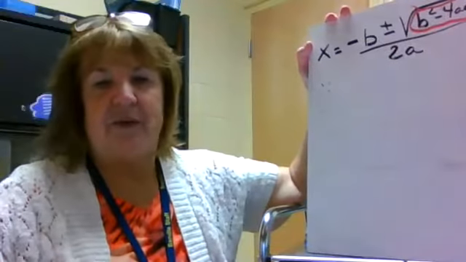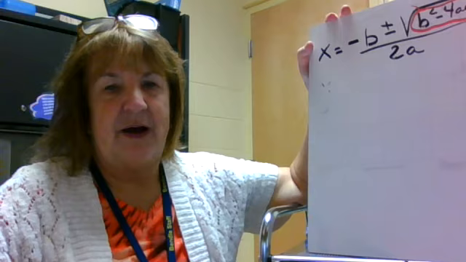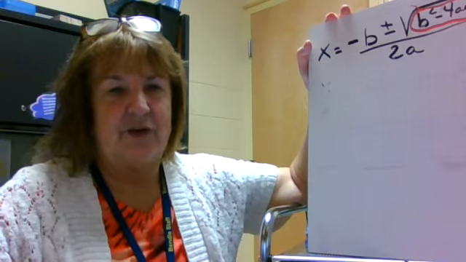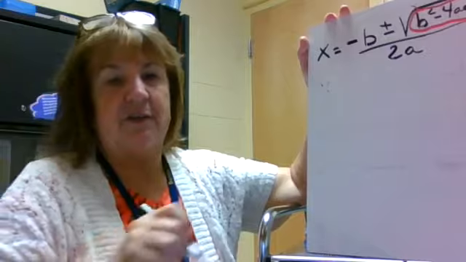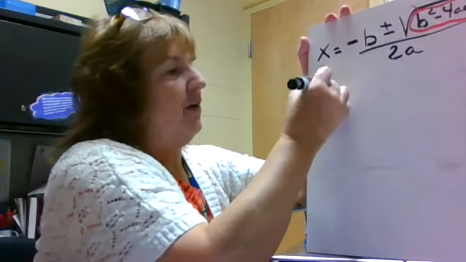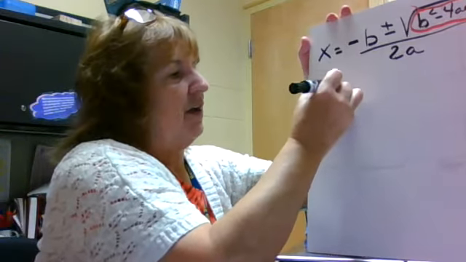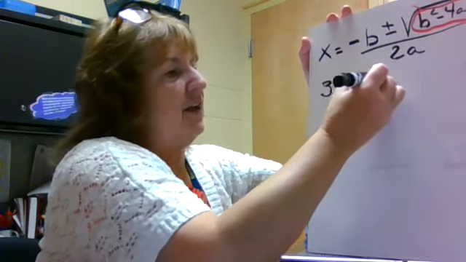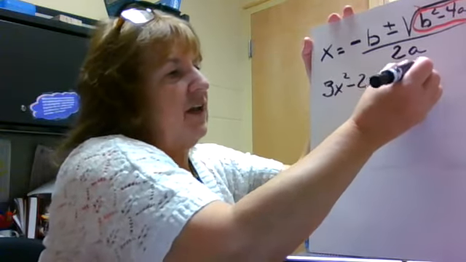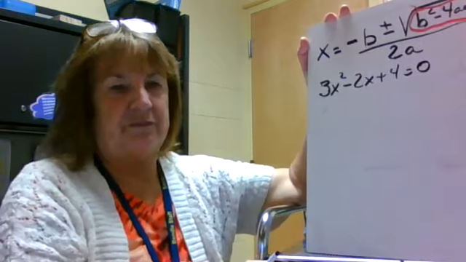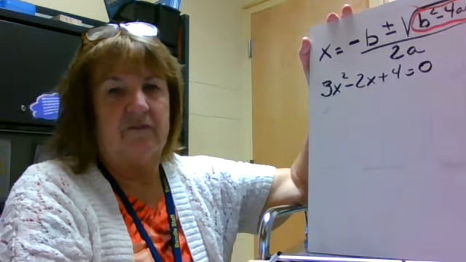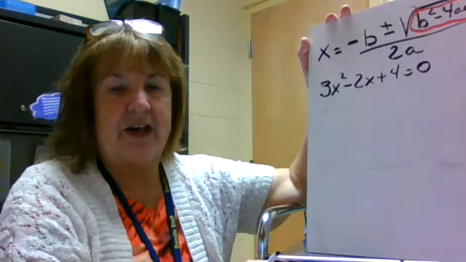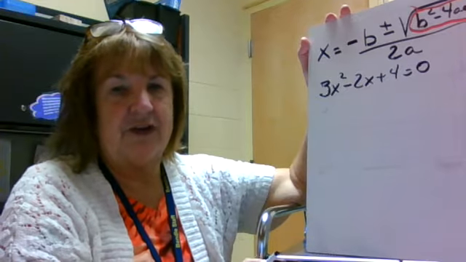That was practice number 1 on the bottom of page 7. Let's take a look at practice number 2. Practice number 2 is 3x squared minus 2x plus 4 equals 0. Okay, again, the problem is already equal to 0, so let's go ahead and solve it.